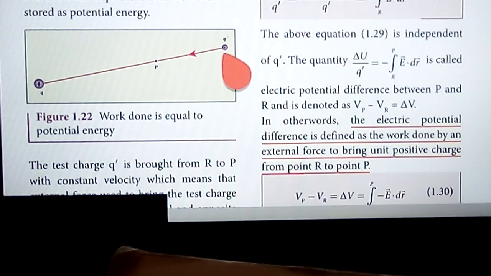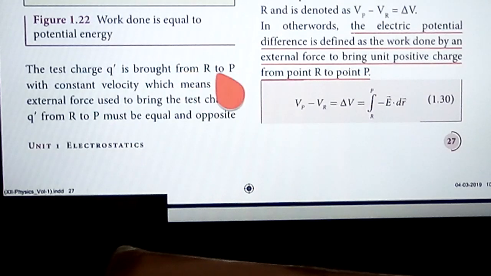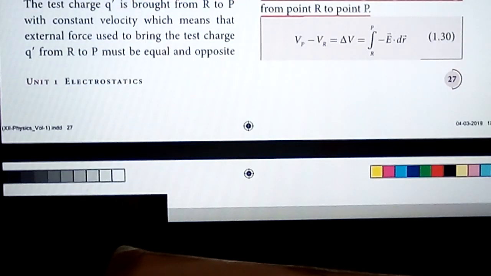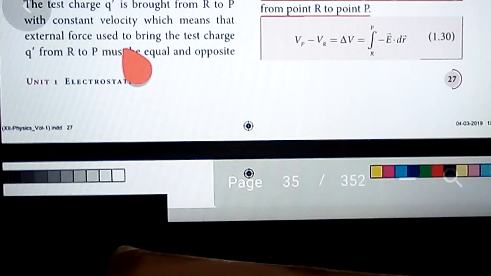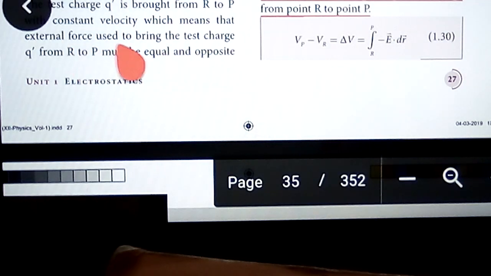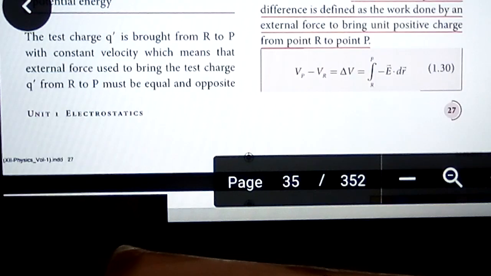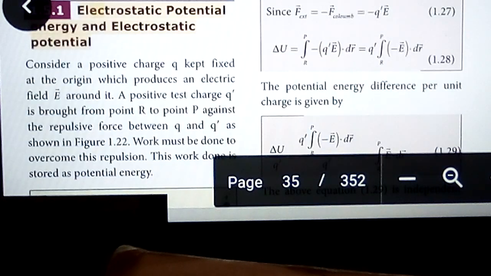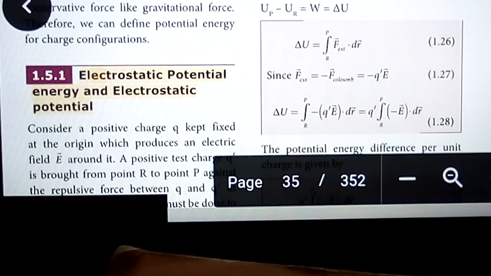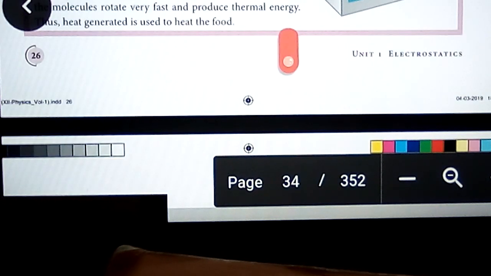Now, to bring this test charge to the point P, work must be done to overcome the repulsive force, and that work done is stored as potential energy. Now, if you bring the test charge Q dash from the point R to the point P with constant velocity, that means an external force is used to bring the test charge Q dash from R to the point P. That must be equal and opposite to the Coulomb force.